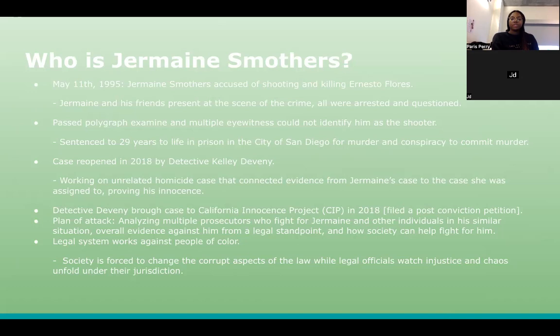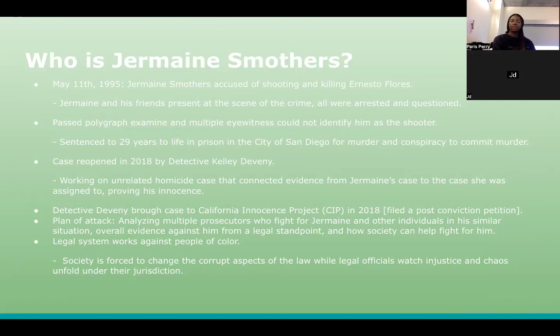Jermaine and his friends were chased by an unknown gunman as they walked into the alley of a park. So they were around the crime scene when the shots started to ring. Jermaine's group ran out of the alley. They were hearing gunshots, and somehow the police arrived. They arrested him, and they started to question him.